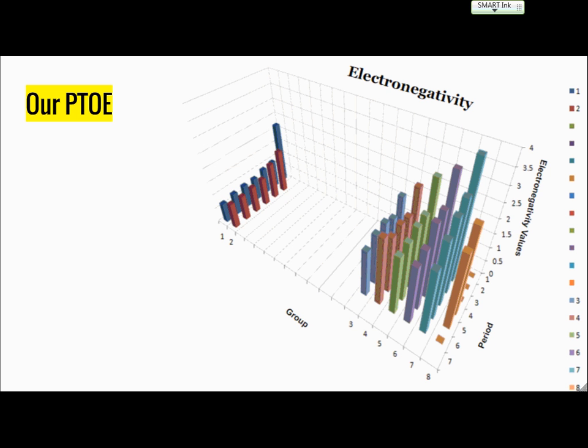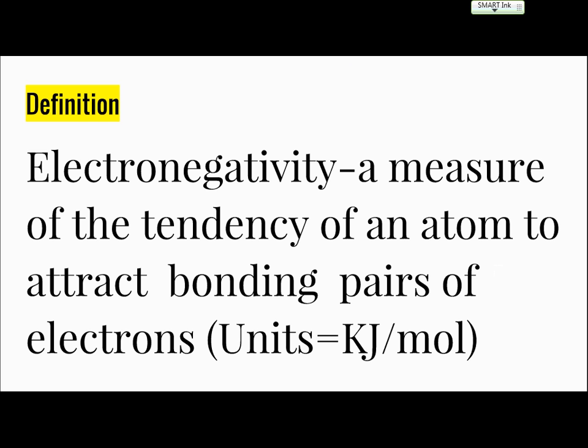Okay. This is the electronegativity graph, like it increases from left to right, and this increases from bottom to top. And electron affinity is a measure of the tendency of an atom to accept an electron, and the unit for it is kilojoule per mole.